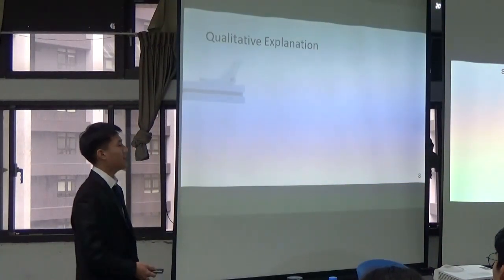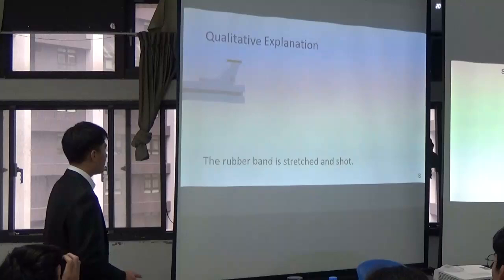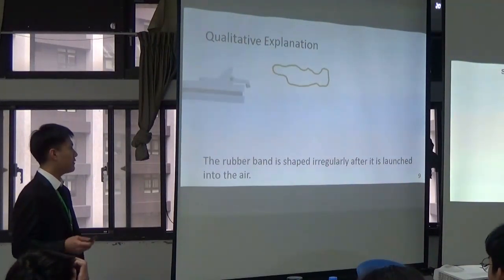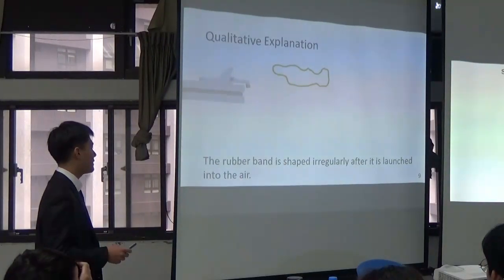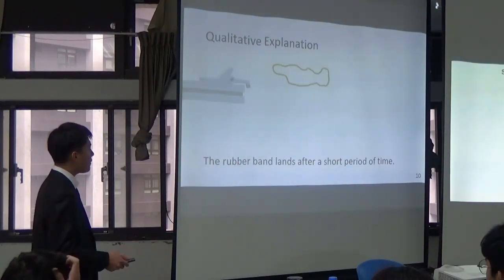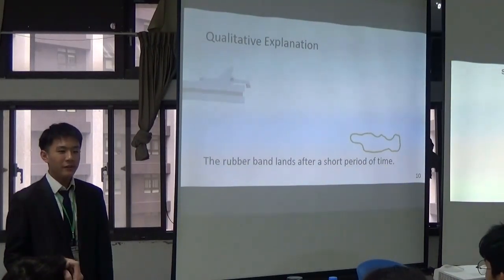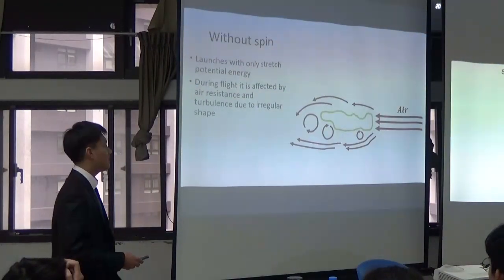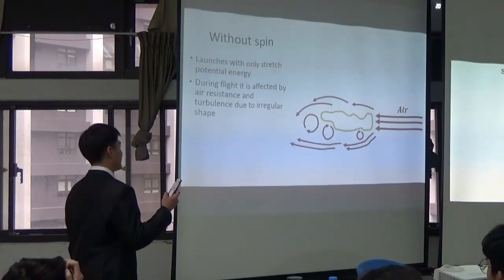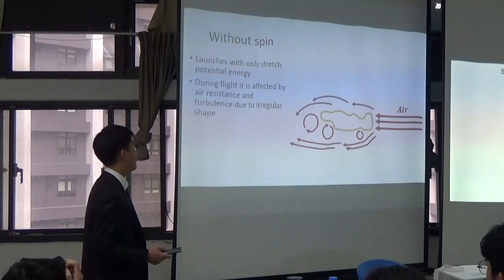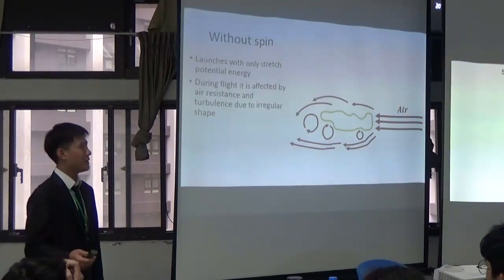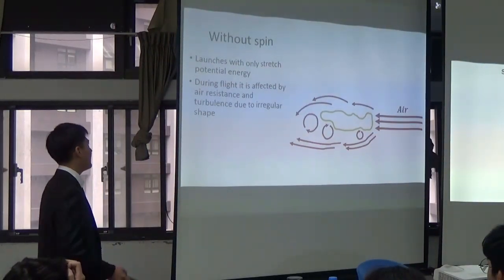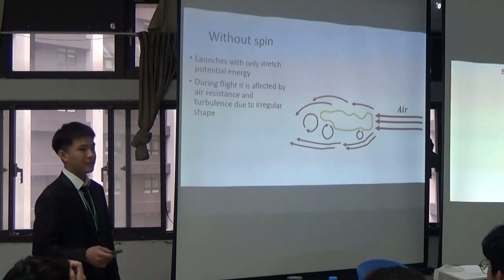And here is my qualitative explanation. At first, the rubber band is stretched and shot, and then the rubber band will shake irregularly after it is launched into the air. And then, after a short period of time, the rubber band lands. And here's what it looks like when the rubber band is in the air. It only launches with its stretch potential energy. And during its flight, it's easily affected by air resistance and turbulence due to its irregular shape.